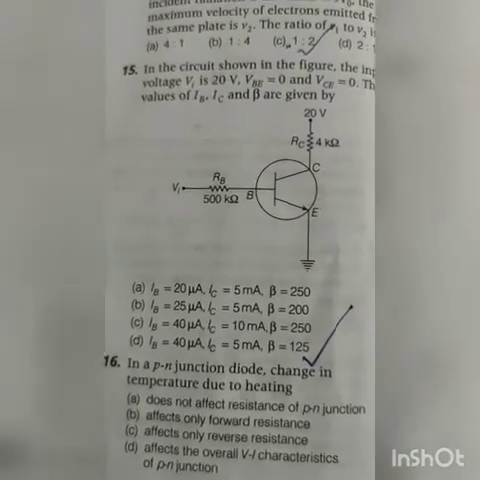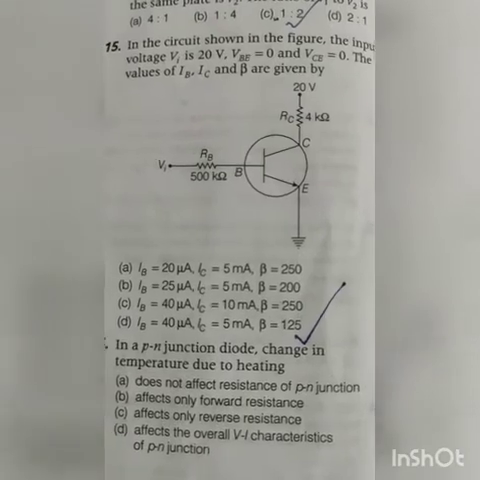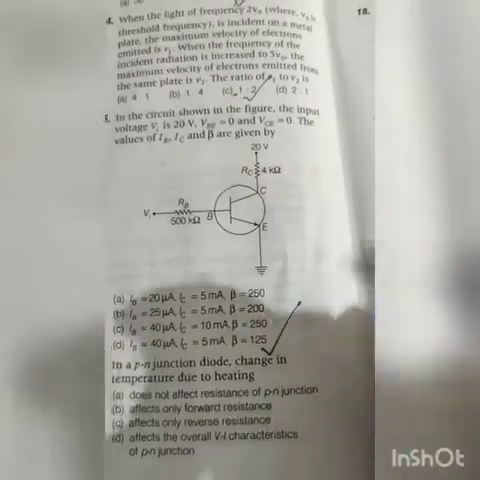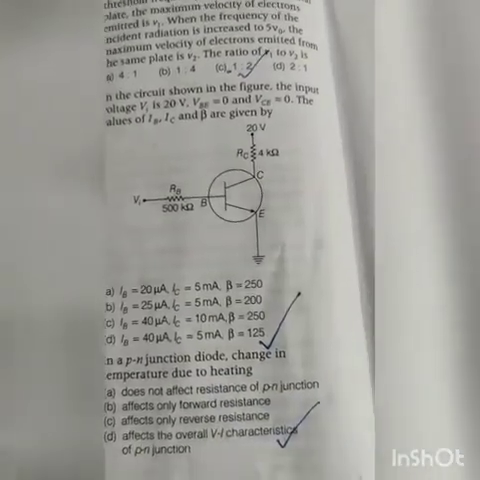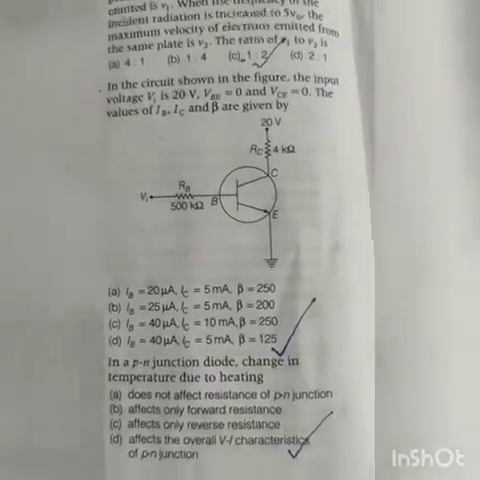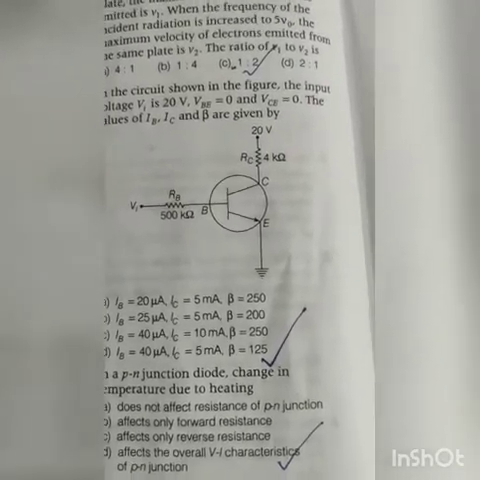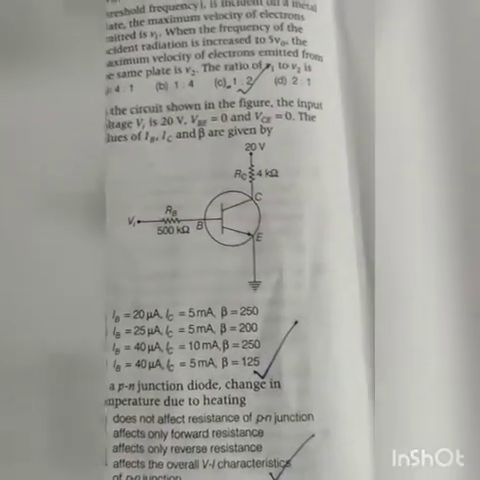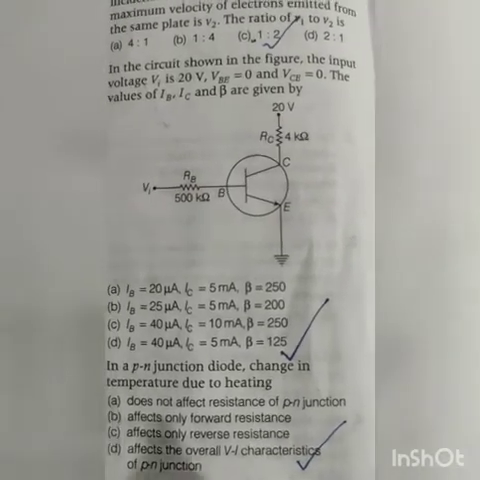Now question number 16. In a PN junction diode, the change in temperature due to heating, so it is D, affects the overall VI characteristics of the PN junction. Due to the increase in temperature, the thermal collisions will also increase, and then the electrons and holes increase. So it affects all the VI characteristics of a PN junction.